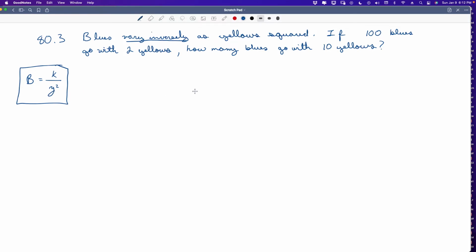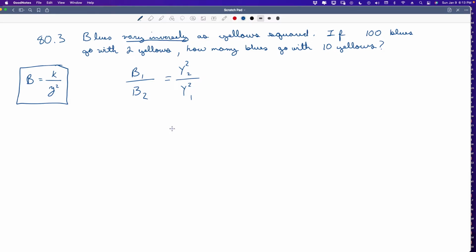So this implies two relationships here. We have, of course, the original statement, B equals K over Y squared. But we could also say, given this, that B1 over B2, that's the first event of blue, second event of blue, equals Y squared event 2 over Y squared event 1. All right. So we are going to fill in the information that we have.